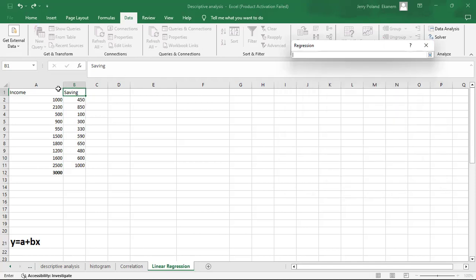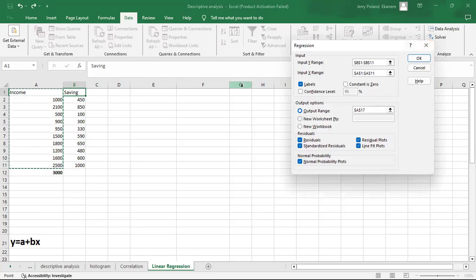I select this and I drag my income from here down. Note that I did not select this 3,000, but that's what we're trying to predict. We're going to be predicting that. So I'm going to select my labels on because I'm taking them. If you fail to select the labels, it's going to give you an error.